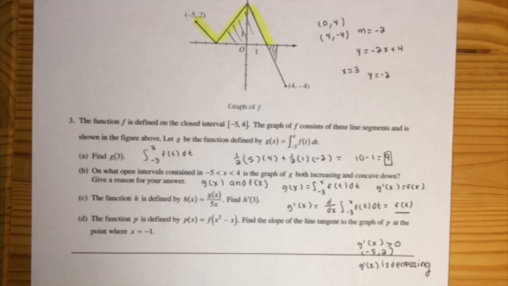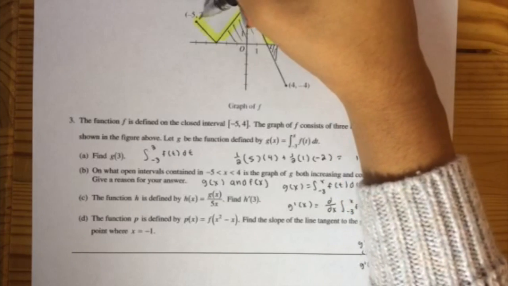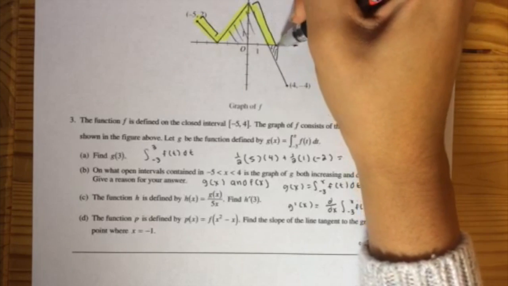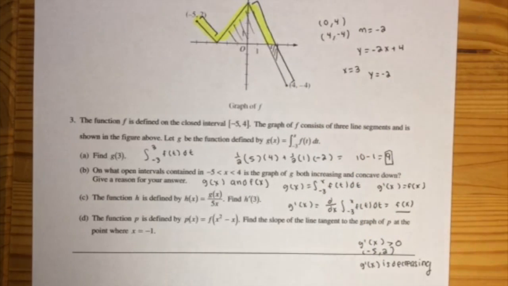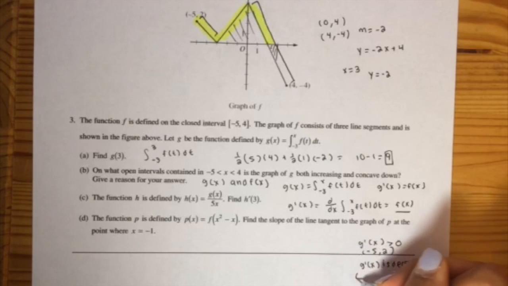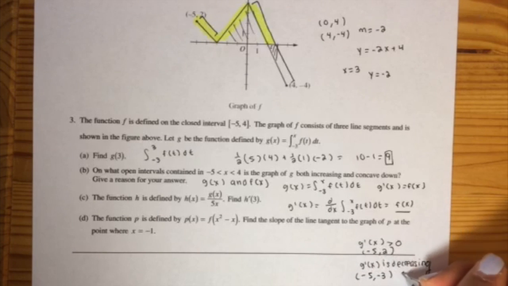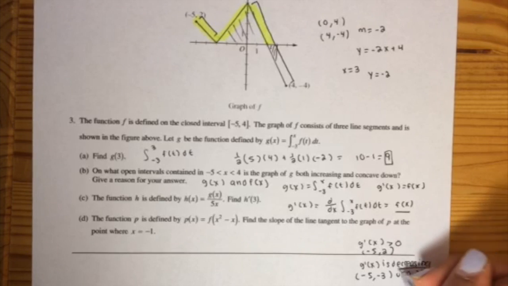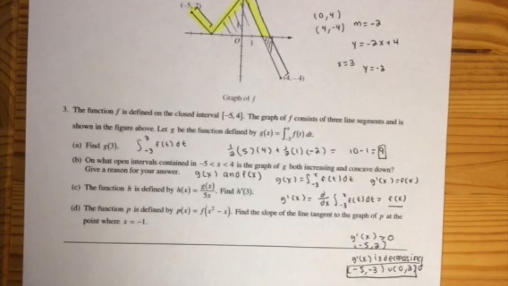So g prime of x is decreasing when f of x is decreasing. So let's look at those intervals. So from -5 to -3, and from 0 to 2, g prime of x is both positive and decreasing. And that gives us our answer. From -5 to -3, and from 0 to 2, g prime of x is positive and it is decreasing. So that would be both increasing and concave down for the graph of g.